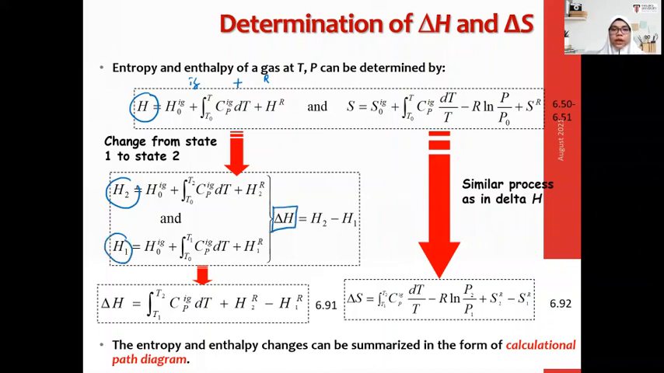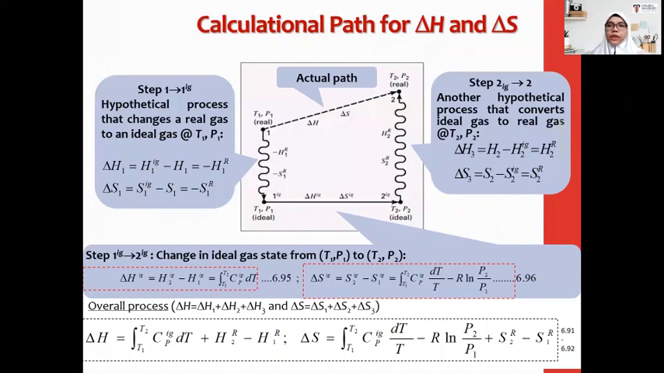So you may use this, and then finally with state 2 and state 1, we may calculate the difference of enthalpy. This is how we rearrange it to determine the delta enthalpy by considering the values of state 1 and state 2. The same goes for the entropy. You may consider it based on state 2 and state 1. The entropy and enthalpy changes can be summarized in the form of a calculation path diagram. So we may proceed to the calculation path diagram after we extract all the information in state 1 and state 2. I will show you the example after this.